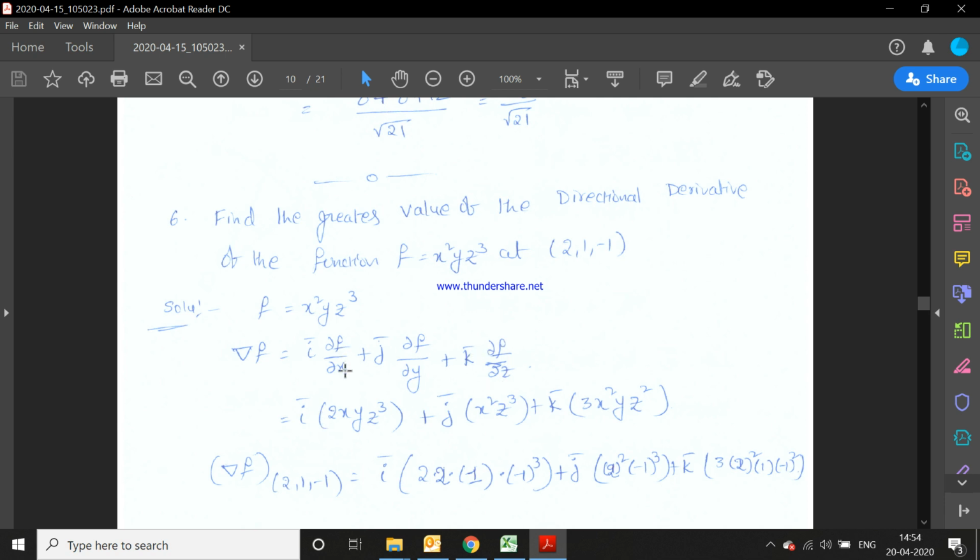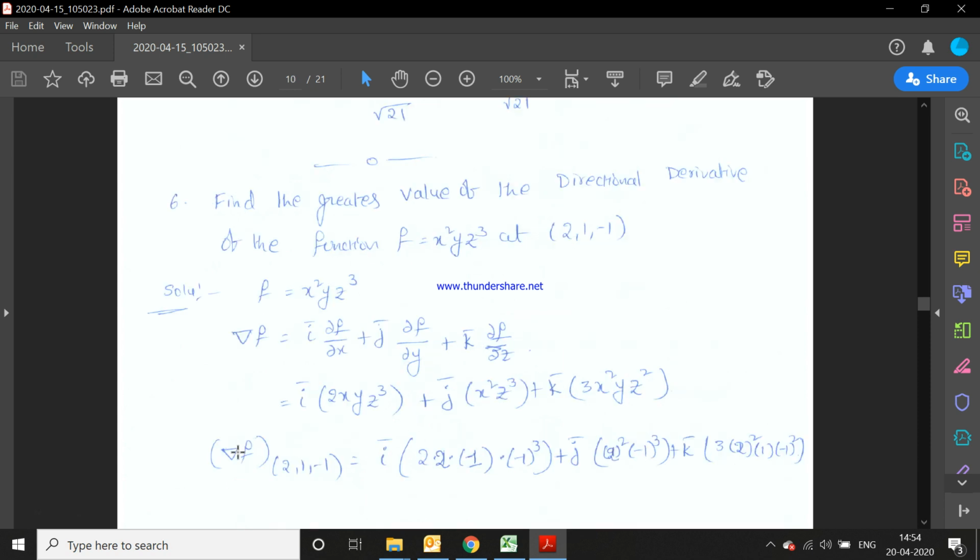First, i bar ∂f/∂x: yz³ is constant, and the derivative of x² is 2x, so 2xyz³. Plus j bar into ∂f/∂y: the derivative of y is 1, so x²z³. Plus k bar into ∂f/∂z: here x²y is constant, the derivative of z³ is 3z², so 3x²yz² is ∂f/∂z.